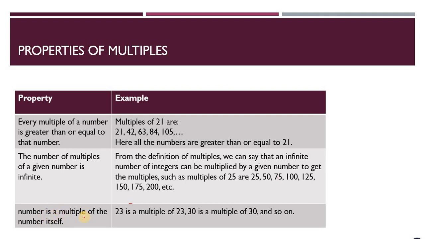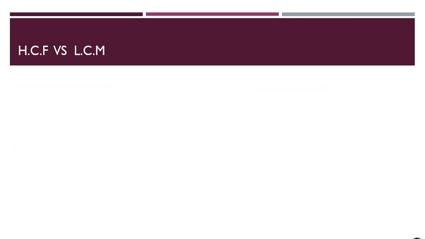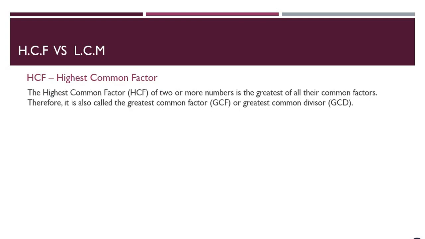Every number is a multiple of the number itself. For instance, 23 is a multiple of 23, 30 is a multiple of 30, and so forth. HCF and LCM. HCF simply means highest common factor. The highest common factor of two or more numbers is the greatest of all their common factors. Therefore, it is called the greatest common factor or the greatest common divisor.